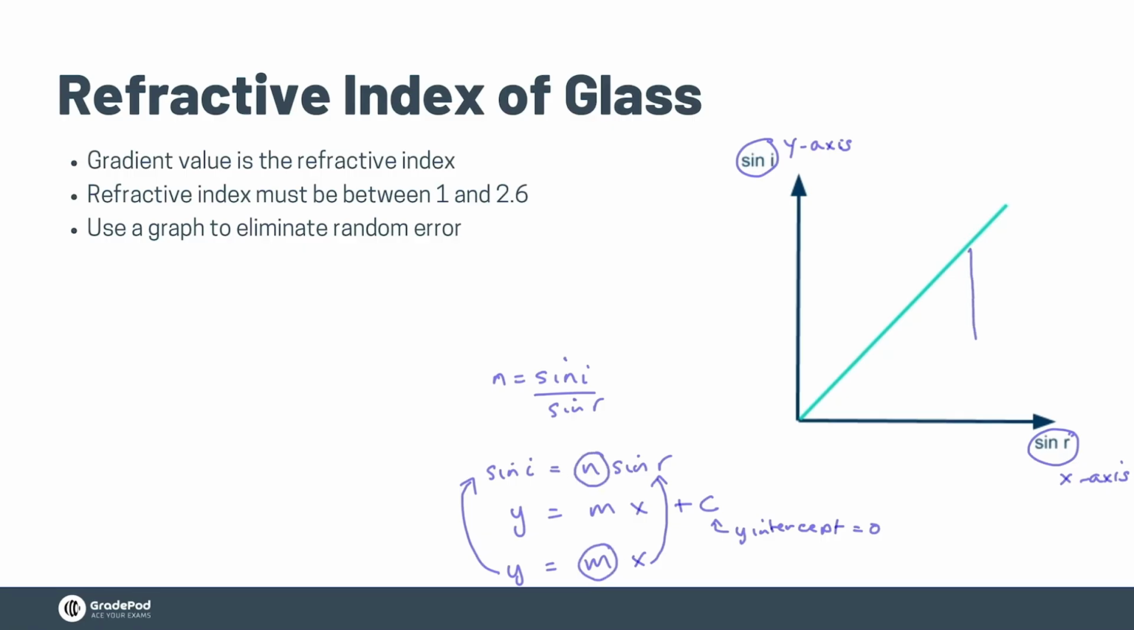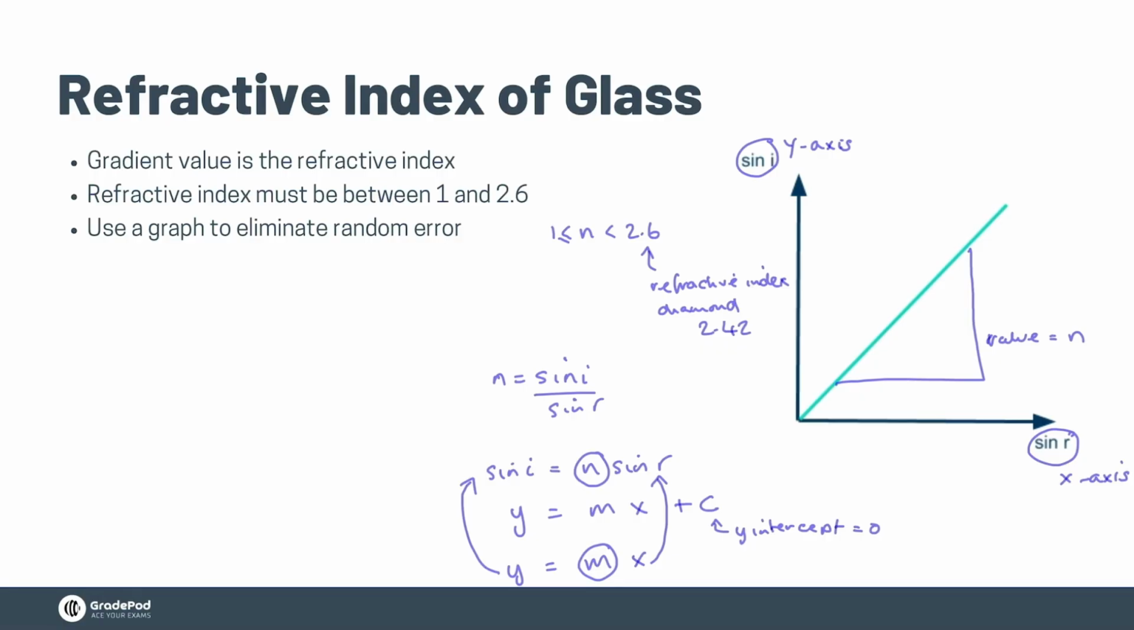So if you calculate the value of the gradient of this graph, the number will give us the refractive index. And that value of the gradient, or the number of the refractive index, will be between 1 and 2.6. The reason I give a value of around 2.6 is that the refractive index of diamond, which is one of the most optically dense substances, is 2.42, I think. So it would be unusual for you to be examined on anything greater than diamond.